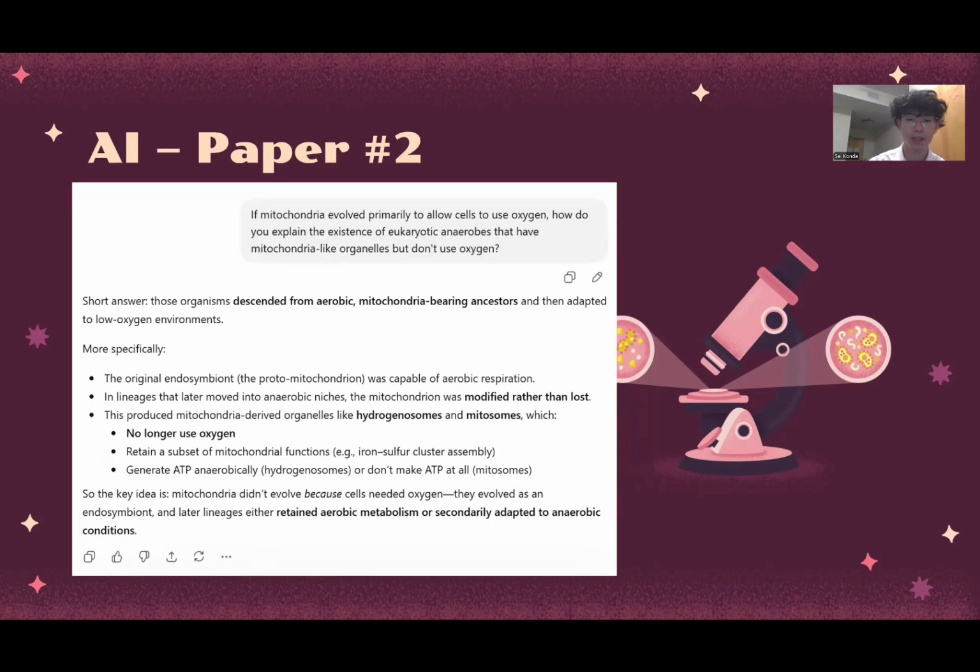All right. And lastly, I asked if mitochondria evolved primarily to allow cells to use oxygen, how do you explain the existence of eukaryotic anaerobes that have mitochondria-like organelles but don't use oxygen? And ChatGPT basically says that these organisms are descendants of aerobic eukaryotes and adapted to anaerobic environments. And the paper would have responded by saying that no, the ancestor of these endosymbiotes are more likely to be facultative anaerobes that gain the ability to do aerobic respiration.